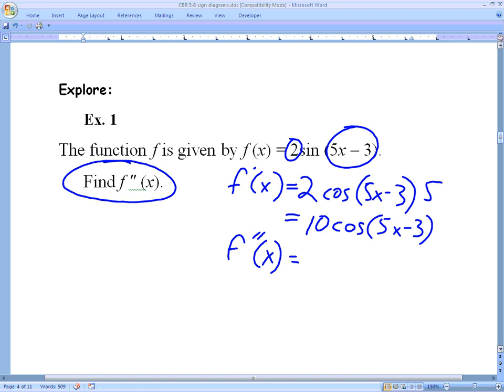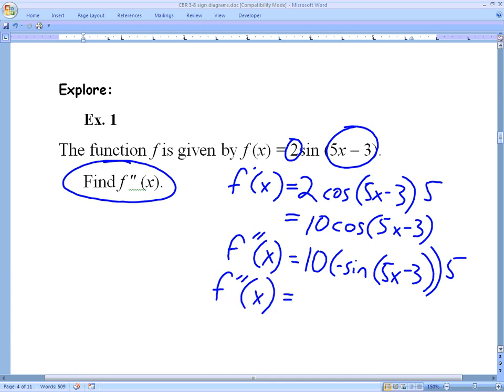So again, our coefficient just hangs out, so we bring the 10 down. Cosine of some stuff turns into negative sine of some stuff. That stuff stays the same. And then we multiply the derivative of that stuff, which is 5. Clean this all up. I'm going to bring my negative sign out front. So I have negative. I have this 5 and this 10 getting multiplied to become 50. And then everything else was sine of 5x minus 3.